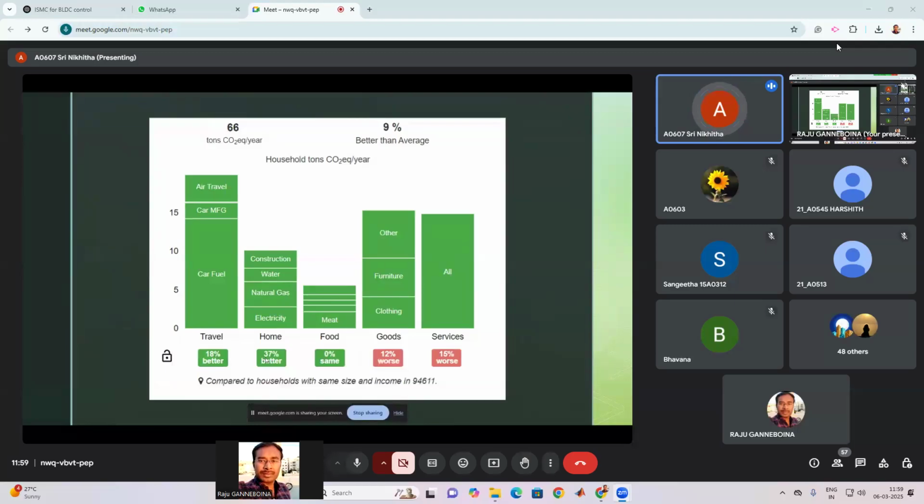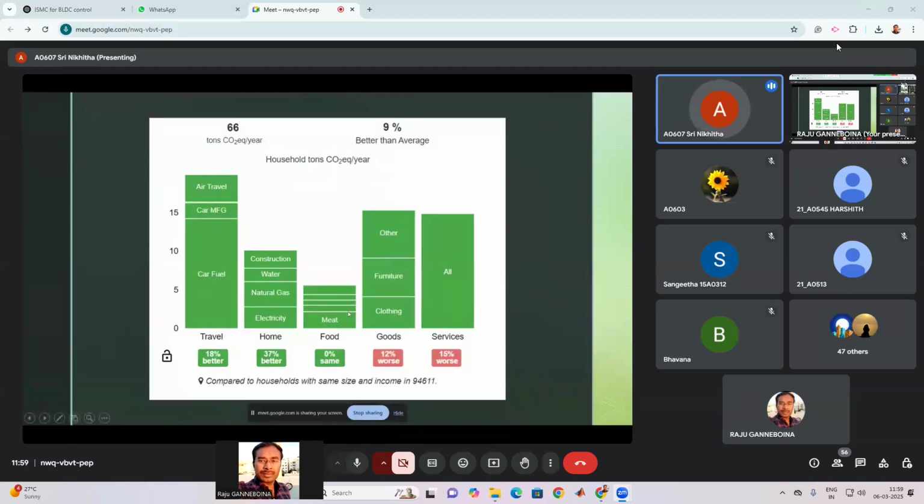And here you can see a graph. This graph provides an analysis of household carbon dioxide equivalent per year, which equals 66 tons carbon equivalent per year. It compares these emissions to similar households in terms of size and income, which highlights the performance in different categories. The categories involved here are travel, home, food, goods, and services.